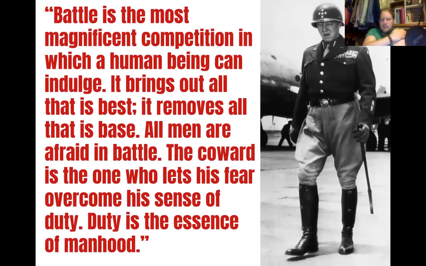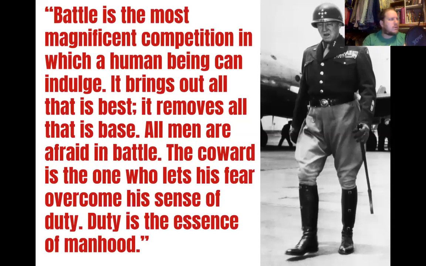So it's interesting looking at this quotation in juxtaposition with what Eisenhower said about war, right? So Patton says, battle is the most magnificent competition in which a human being can indulge. It brings out all that is best, it removes all that is base. All men are afraid in battle. The coward is the one who lets his fear overcome his sense of duty. Duty is the essence of manhood.